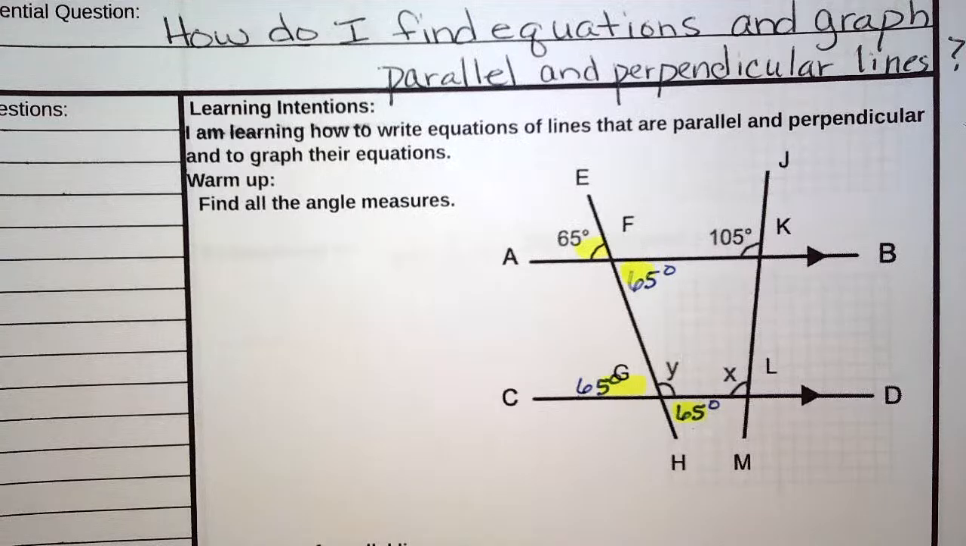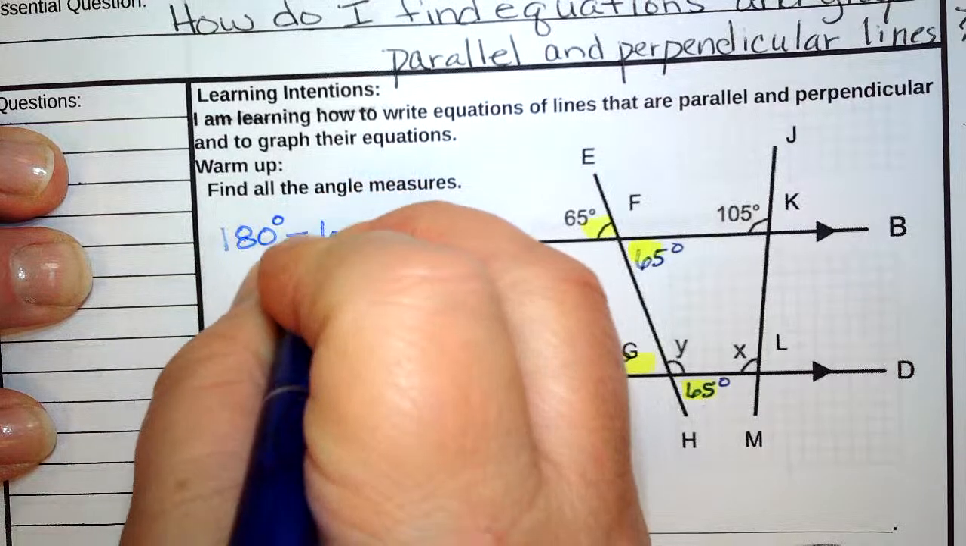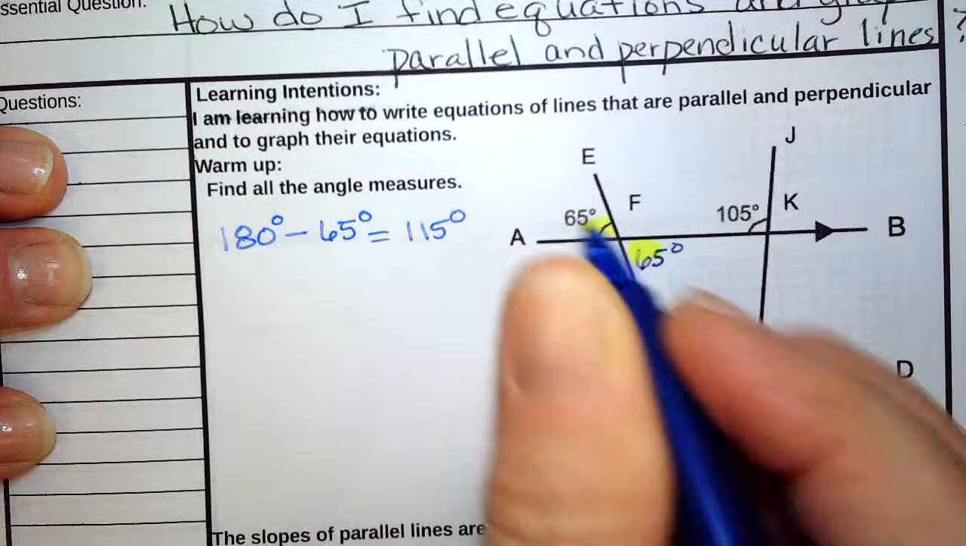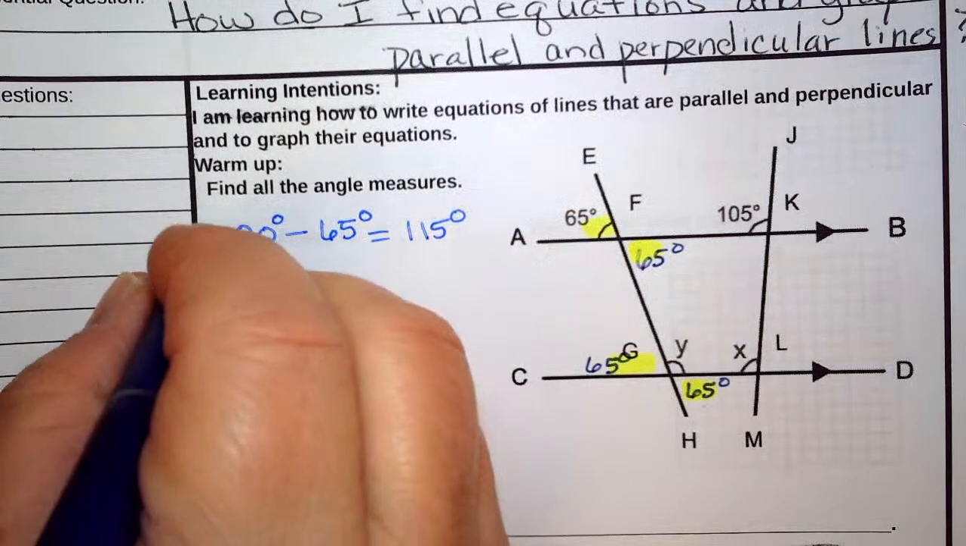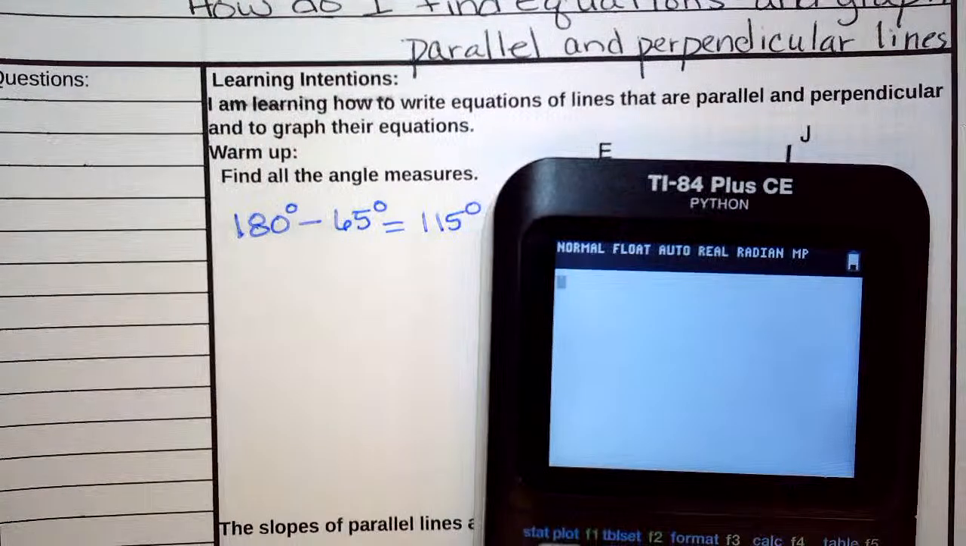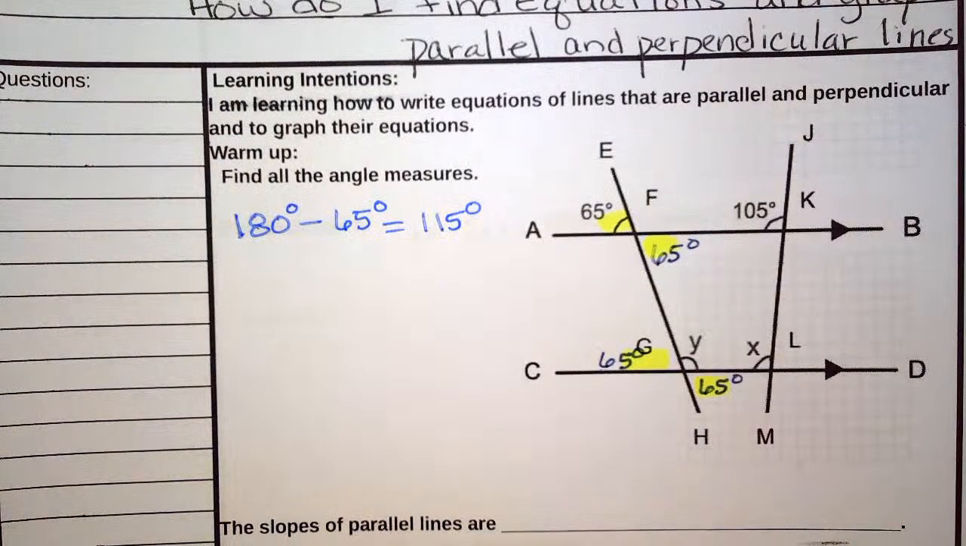Okay, what about the rest of those angles? Well, we know that they add up to 180 degrees. So 180 degrees minus 65 degrees will give me 115 degrees. Always, if you're unsure of your math, use the calculator to check. And it is. So all the rest of these will be 115 degrees.